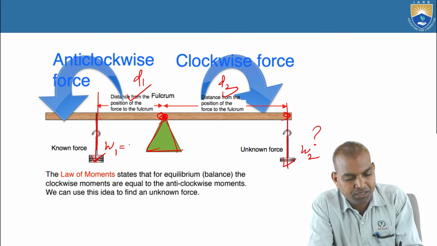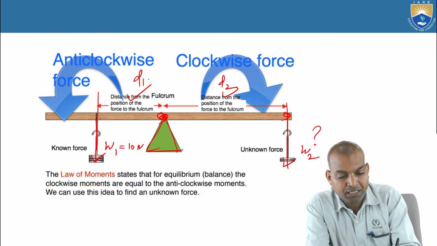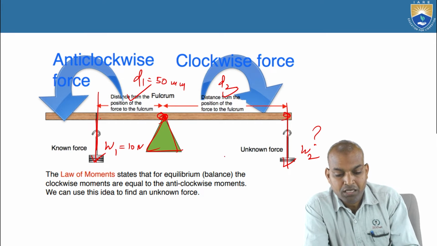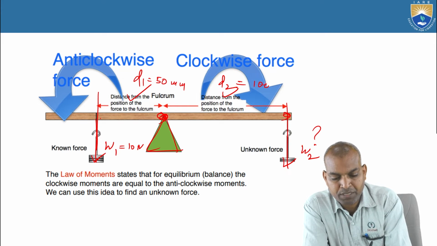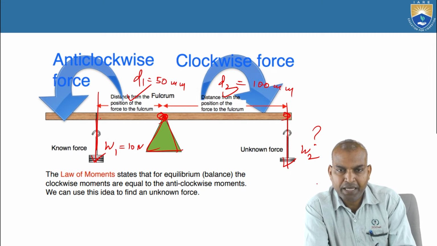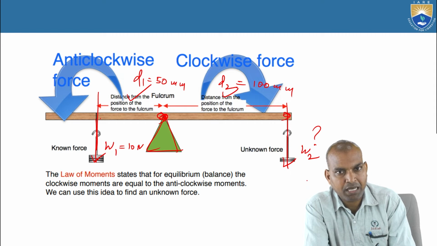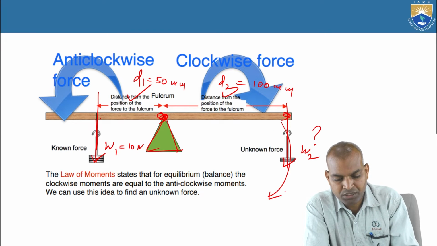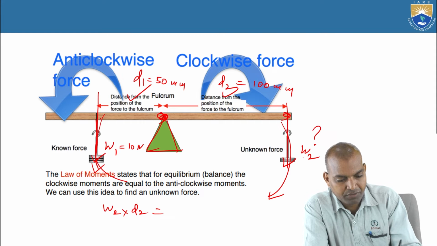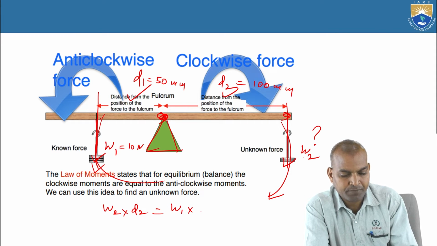Suppose the W1 value is 10 newtons, D1 equals 50 millimeters, and D2 equals 100 millimeters. Then what is the value of W2? Now apply the law of moments: clockwise moments equal anti-clockwise moments. This is the clockwise side: W2 is acting, so W2 times D2, that is 100, equals the anti-clockwise moment, W1 times D1.